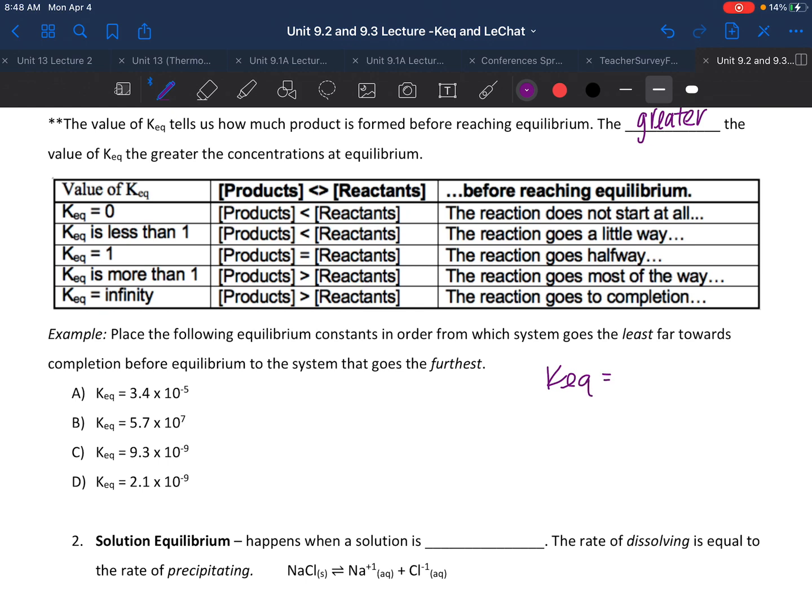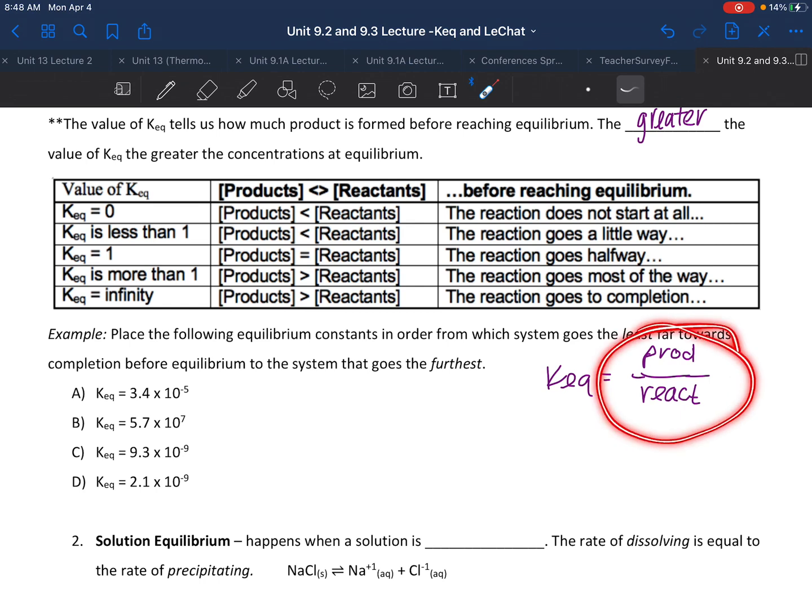The biggest thing here is having an idea that this is a ratio. Thinking about the generic, I'm going to write this off to the side: KEQ is equal to products over reactants. If your products are large and your reactants are normal or low, the larger the amount of product, the larger the KEQ. If these are equivalent, it would be 1 over 1, so your KEQ would be equal to 1. That's why your products and reactants would be equal. As long as you have the idea of how to use a fraction, you don't really have to memorize this. Just be able to reason through it.